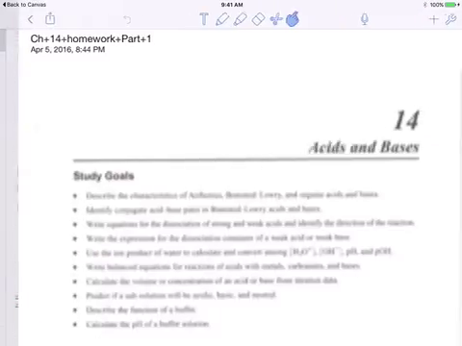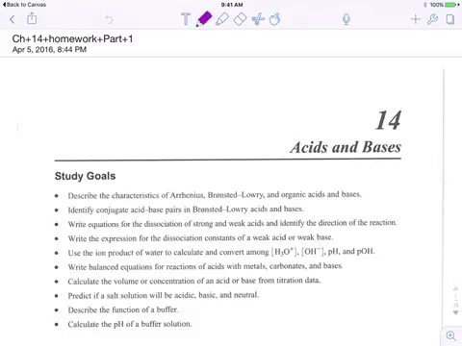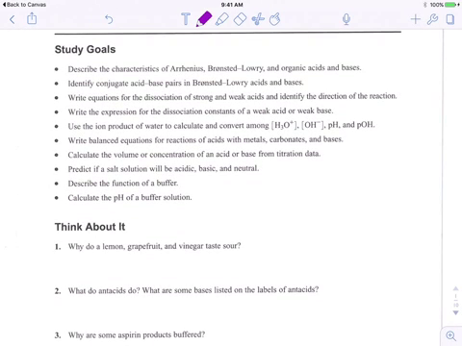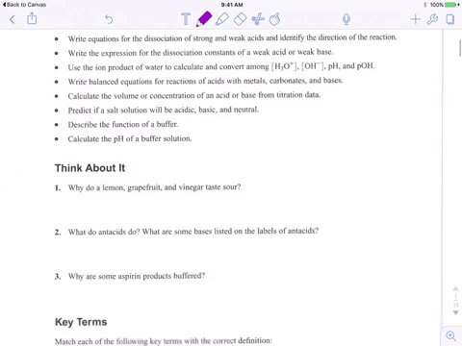All right, here we go. So just starting off, we have some study goals here. Definitely want to keep those in mind for your studying. It's great to know these things. I'm going to test you on them, just not exactly these things. They'll be about the goals.